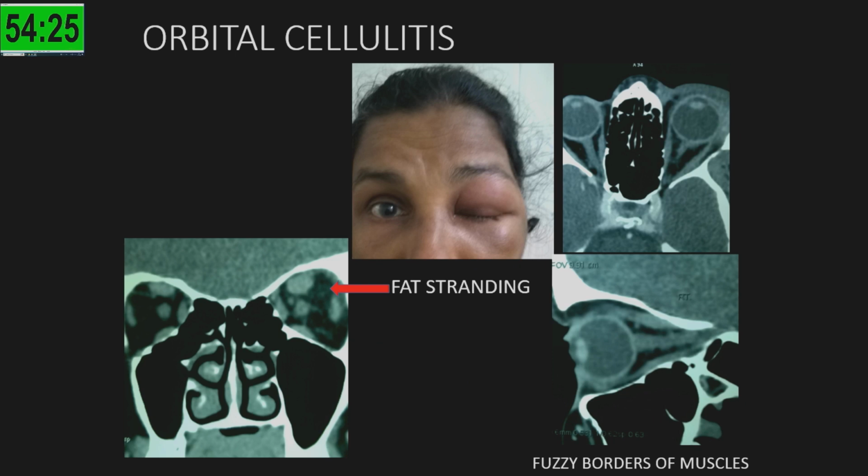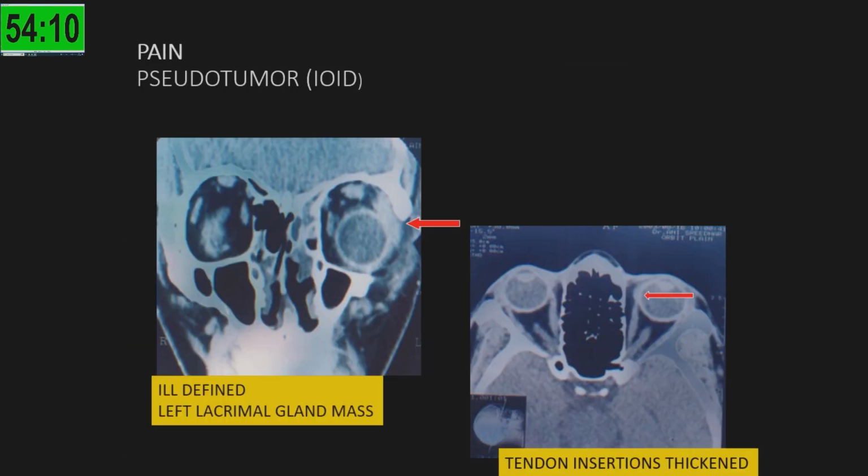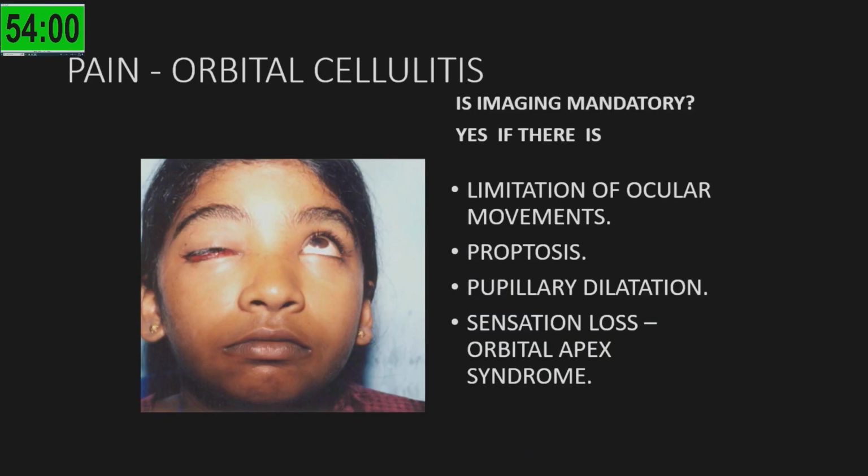In orbital cellulitis, you all know the symptoms. I'm just highlighting the points that you may not remember. There may be fat stranding, that is, the septa between the fat will be prominent. You can see fat stranding in the CT. There will be fuzzy borders of the muscles, and also the lacrimal gland will be elongated, oblong, and ill-defined, and the tendon insertions will also be involved.